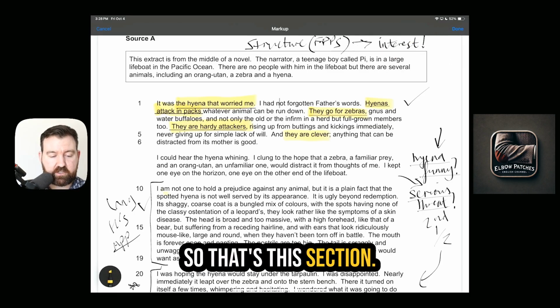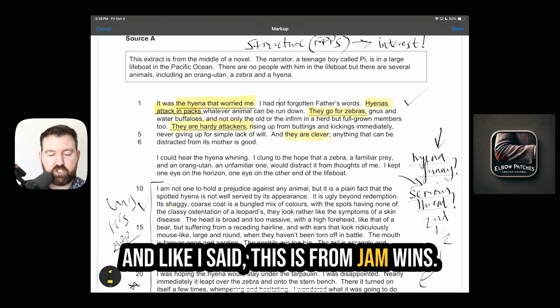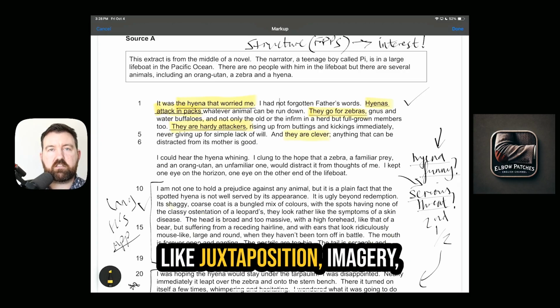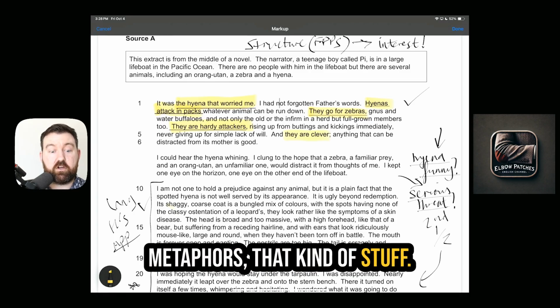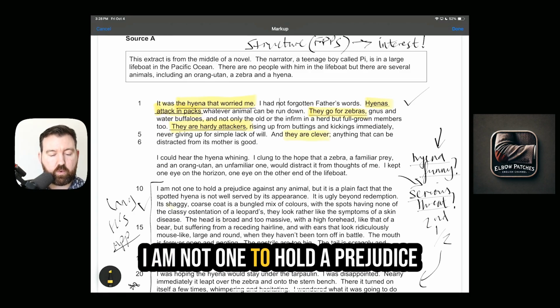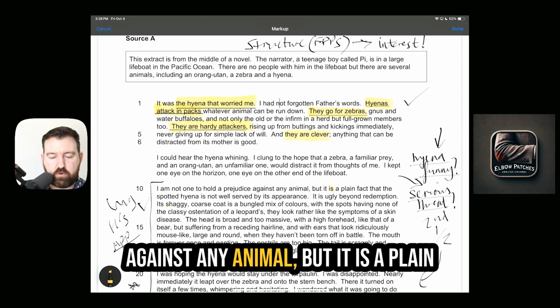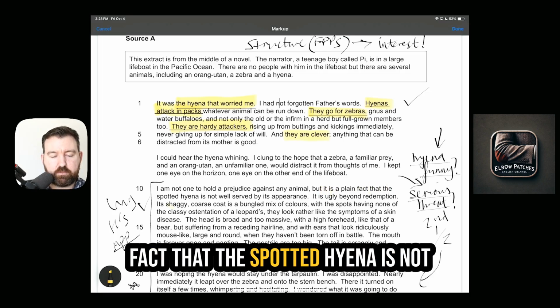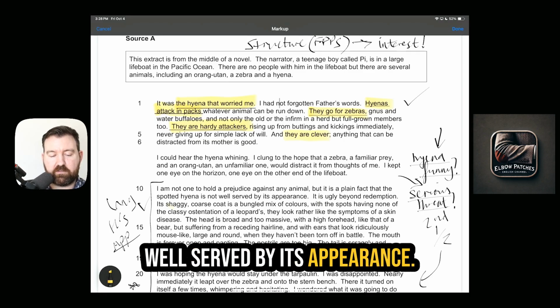So that's this section. And like I said, this is from Jam Wins. So you're looking for things like juxtaposition, imagery, metaphors, that kind of stuff. Okay. I am not one to hold a prejudice against any animal, but it is a plain fact that the spotted hyena is not well served by its appearance.